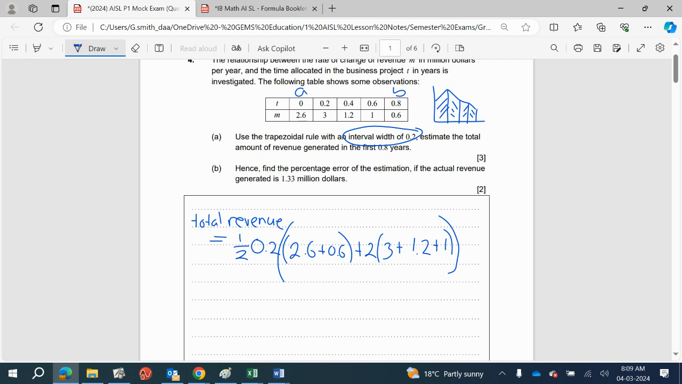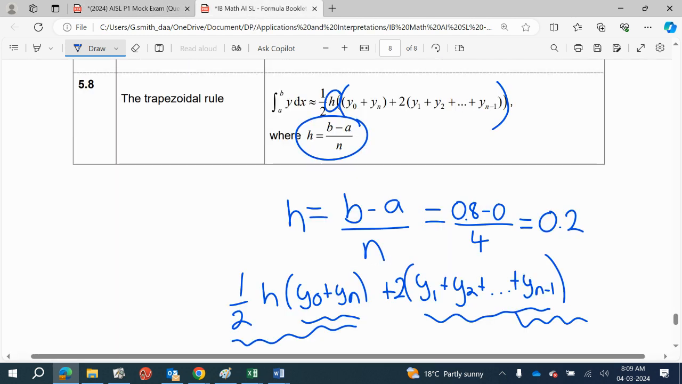So from the formula booklet, what this says: y0 is the first value, yn is the last value, y1 is the second value, and yn minus 1 is the penultimate value.